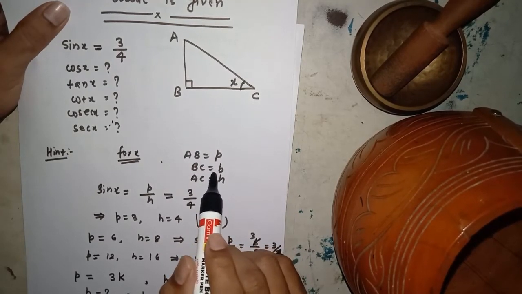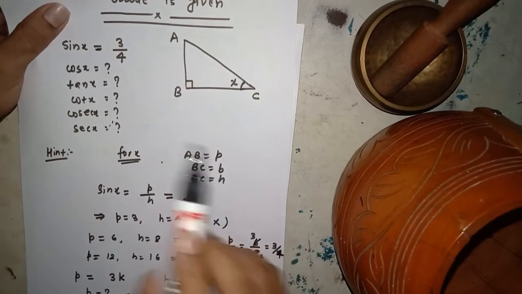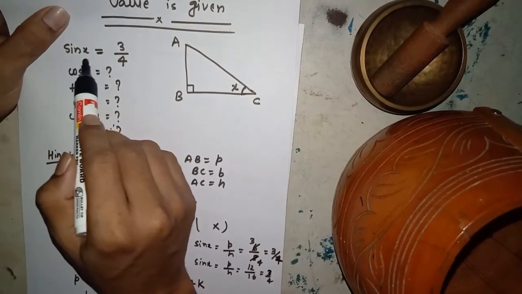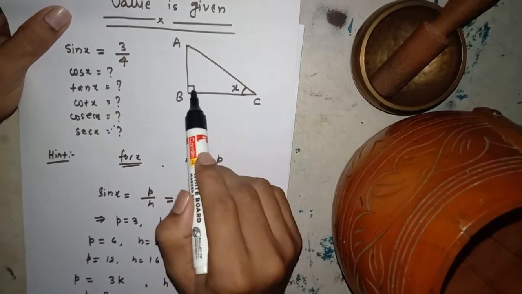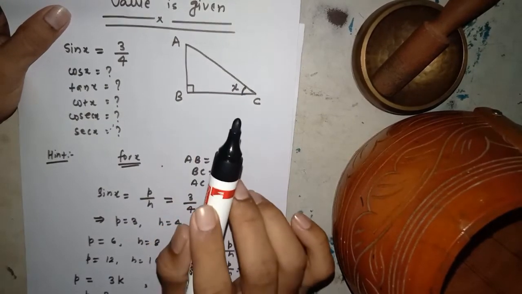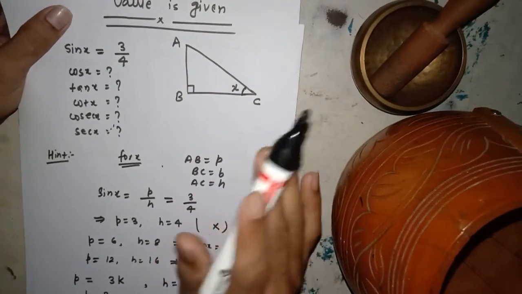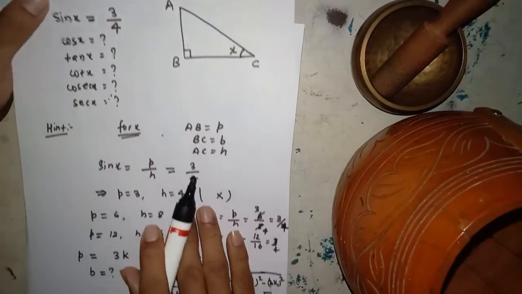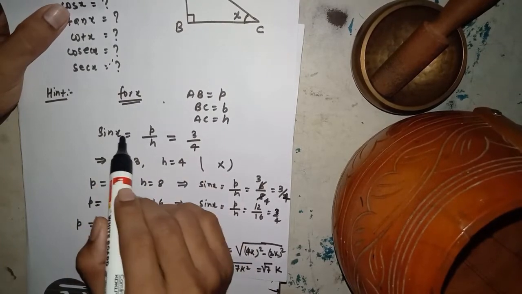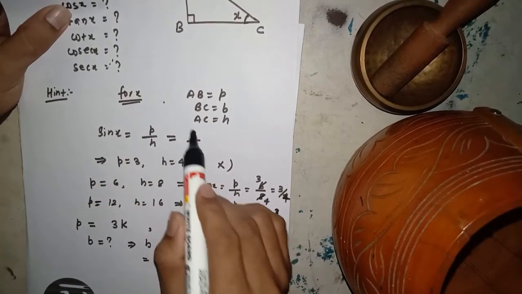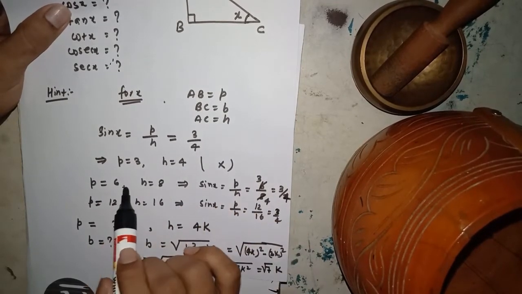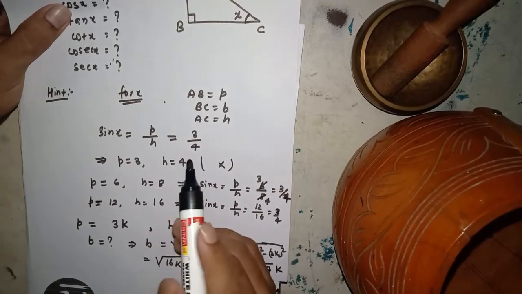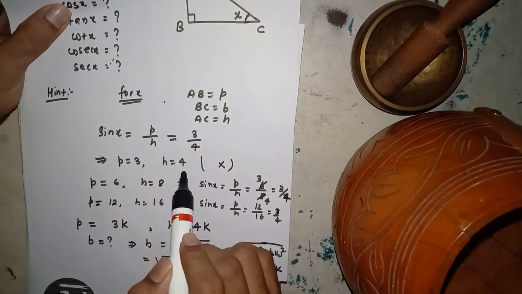This is easy. You already know about it. So I take this angle here, and for x, AB is P and BC is B and AC is H in all cases. So here we can write sin x is equal to P by H, which is equal to 3 by 4, given. Now if you say that P is equal to 3 and H is equal to 4.